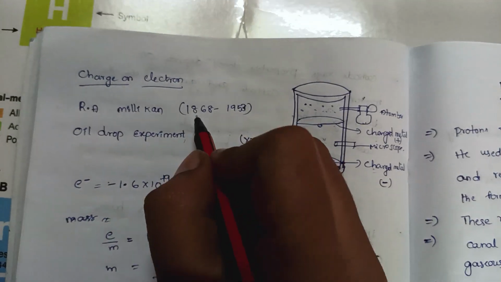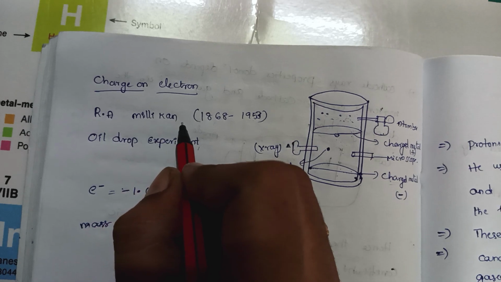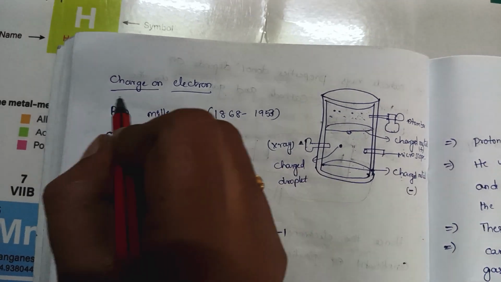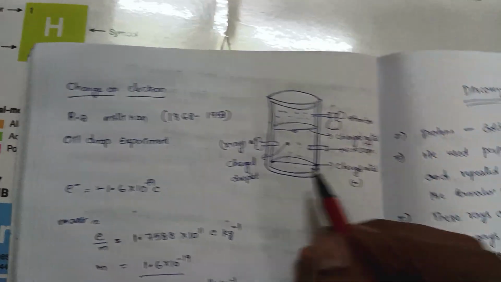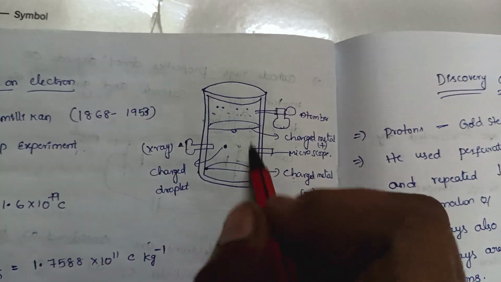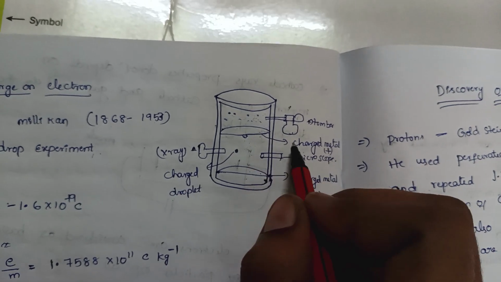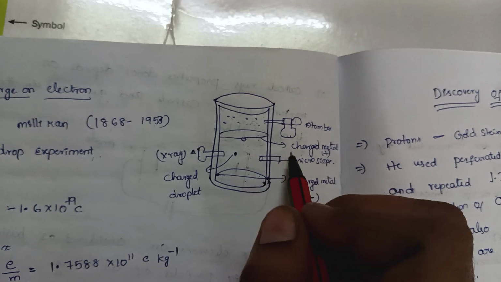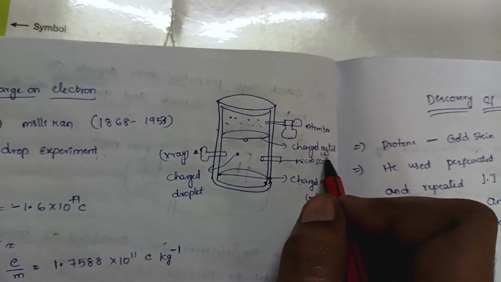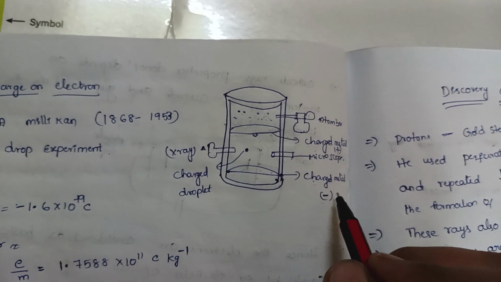Later, between 1868 and 1953, the scientist R.A. Millikan calculated the charge on the electron by using the oil drop experiment. This is the oil drop experiment. In this tube, he placed a metal plate that has a hole and is given a positive charge, and another metal plate that is given a negative charge.